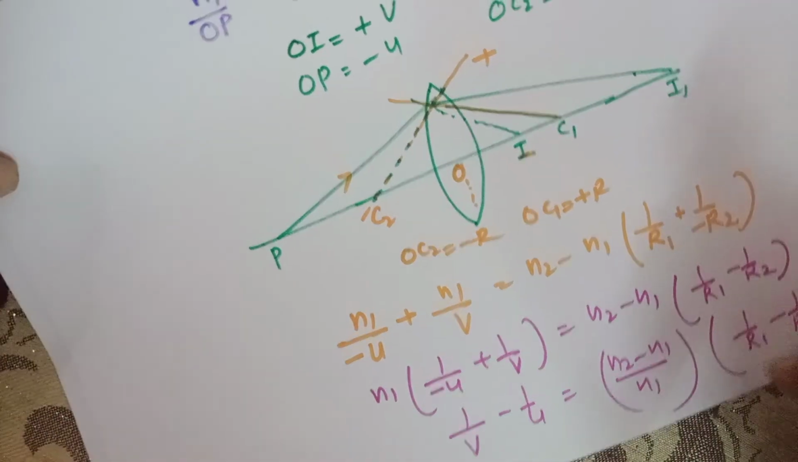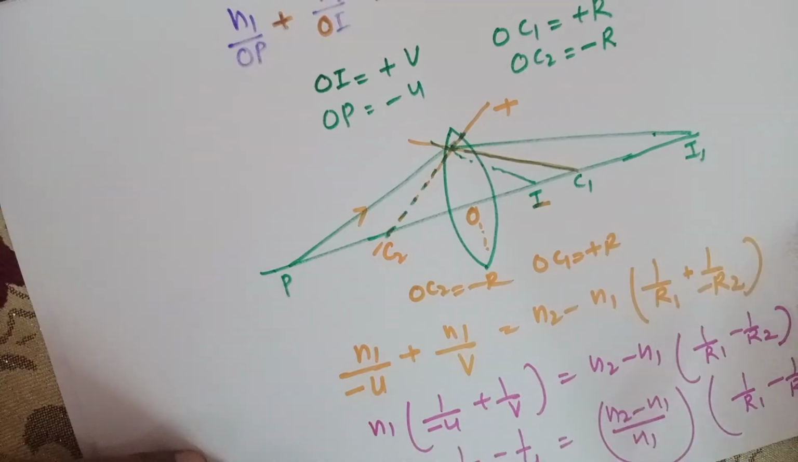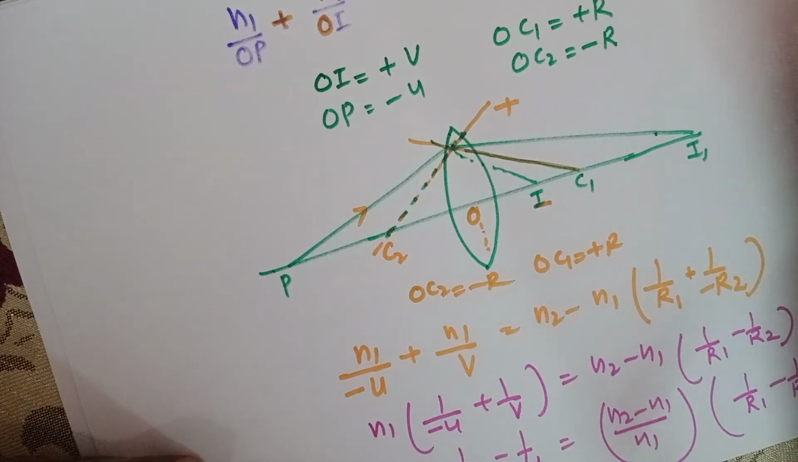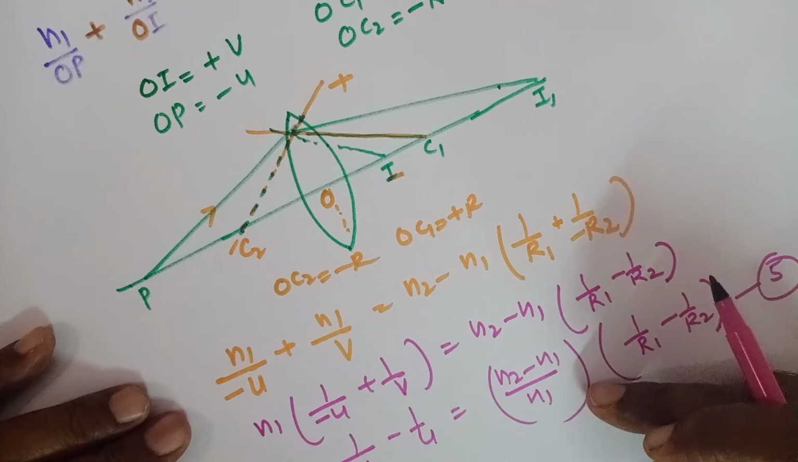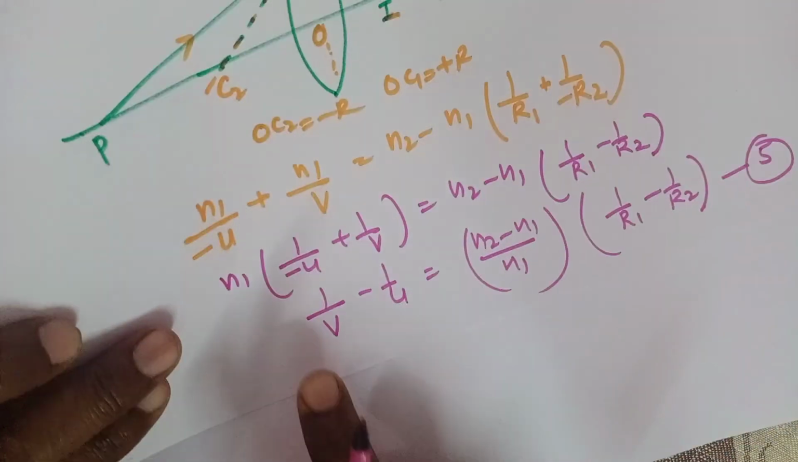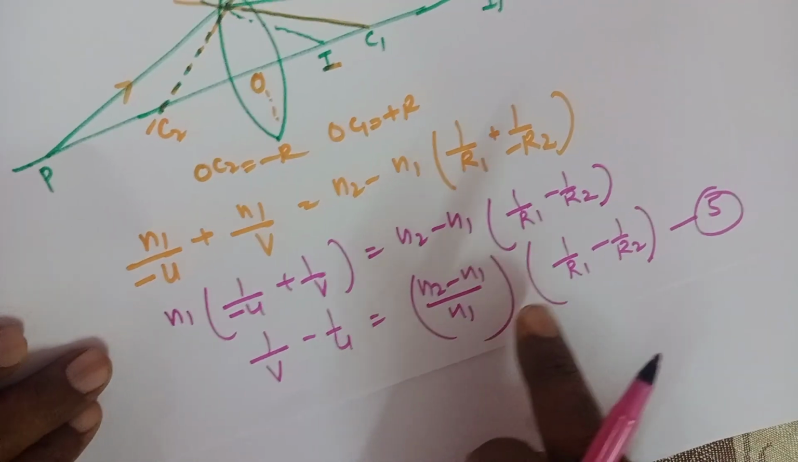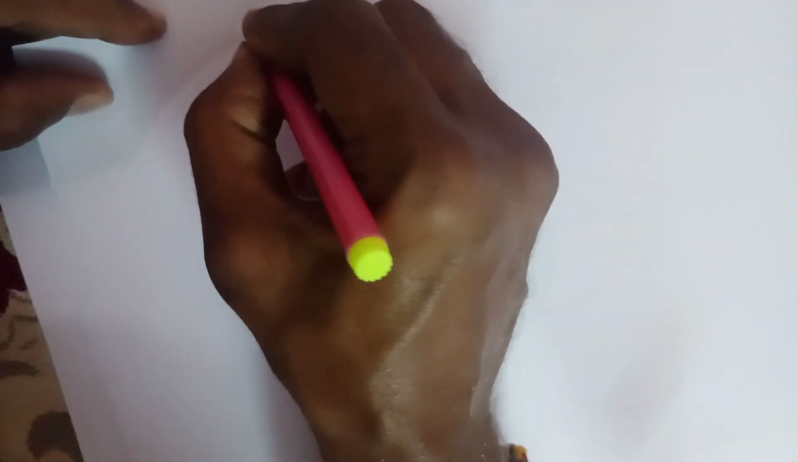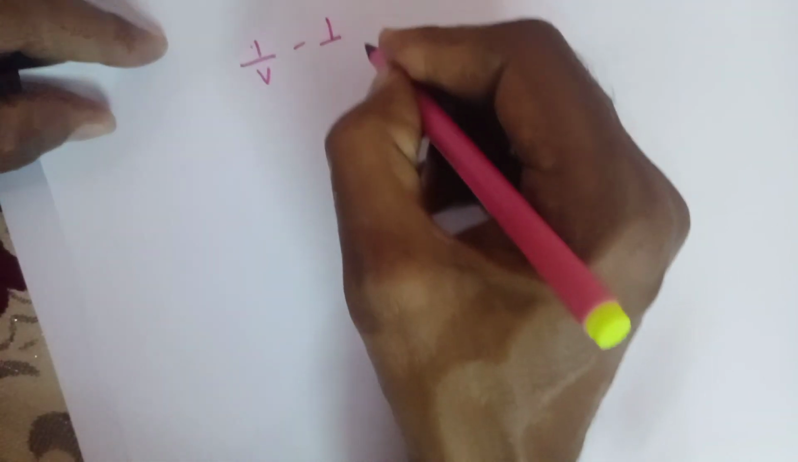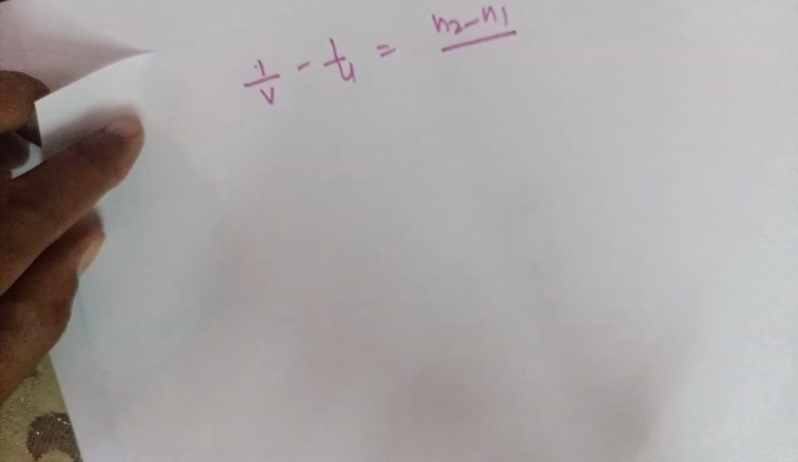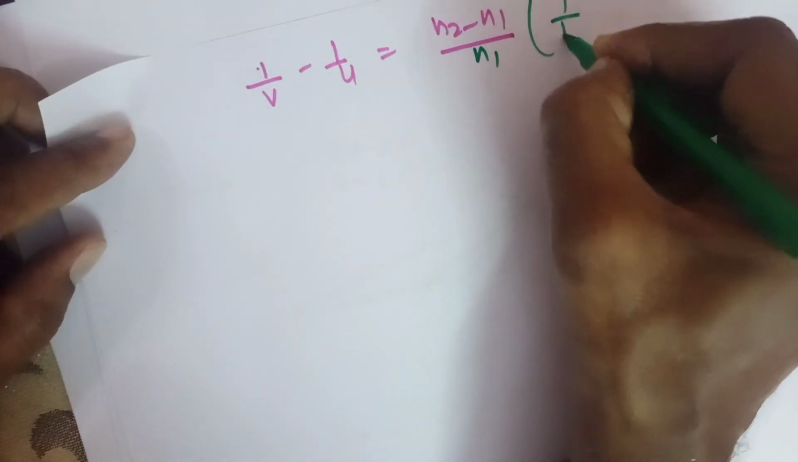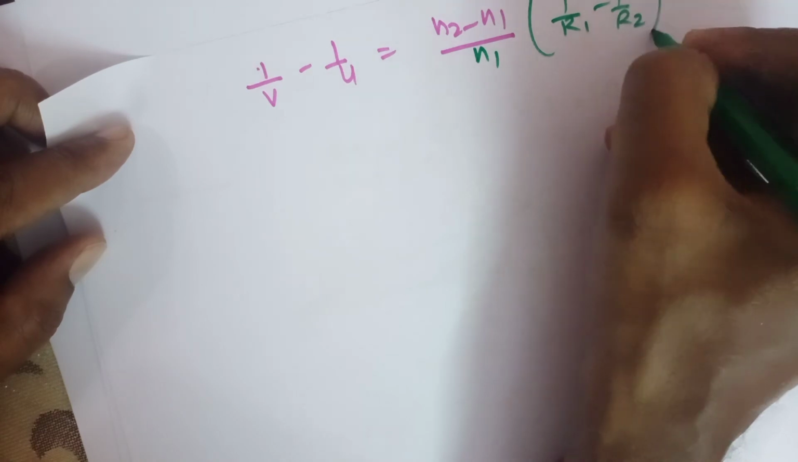Then this equation, you can say, is equation 4. This equation is 5. Now again we will write equation 5. 1 by V minus 1 by U equals N2 minus N1 by N1 times 1 by R1 minus 1 by R2.